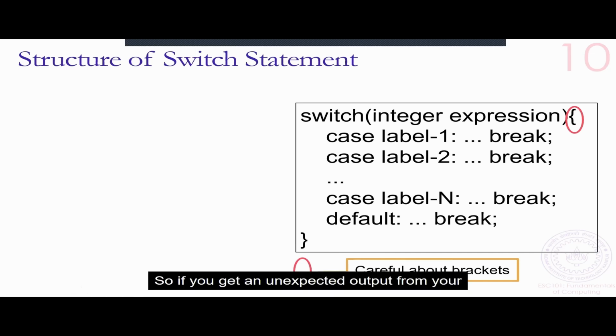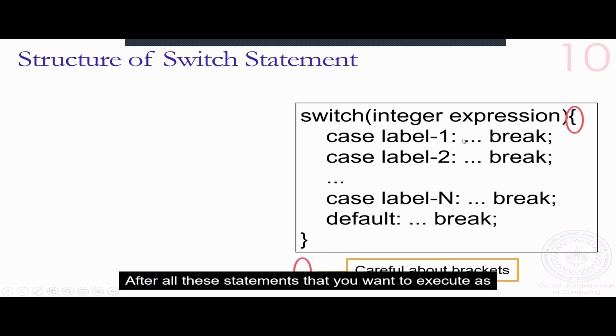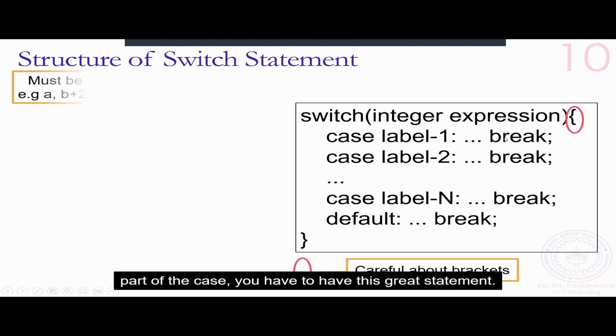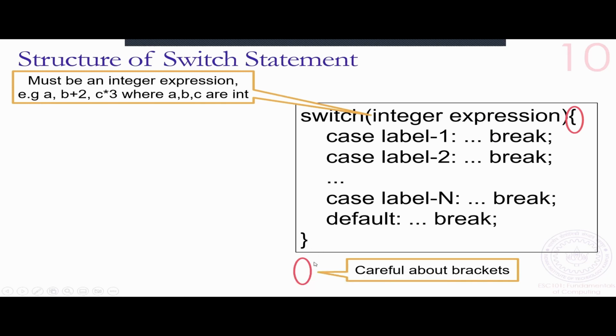So if you get an unexpected output from your integer expression, your switch case knows what to do with it using this default expression. After all the statements that you want to execute as part of the case, you have to have this break statement. And the break statement basically means that after having executed that particular line of code, you can break out of this whole switch case block and the execution of the code can continue outside of the block.